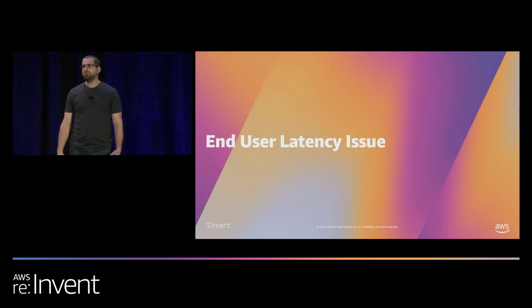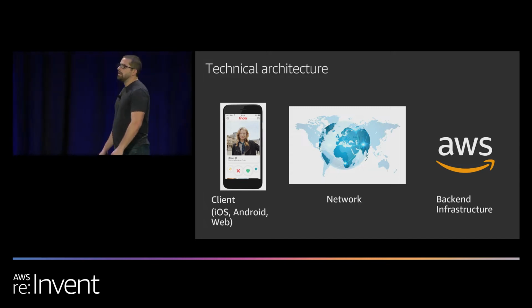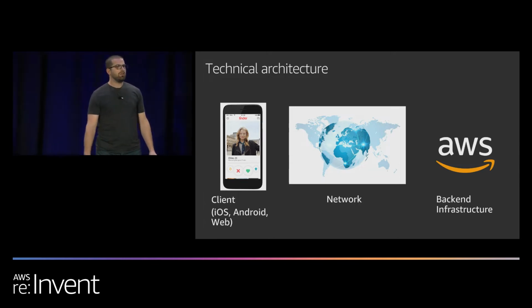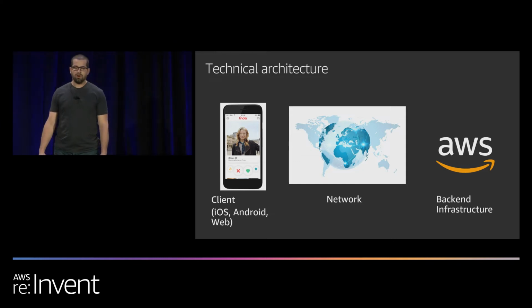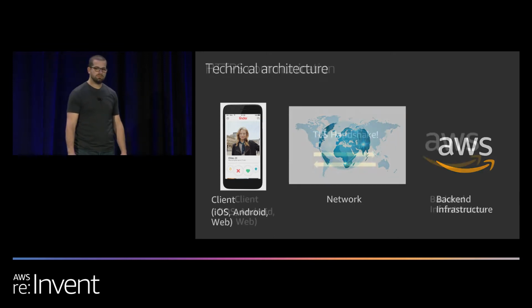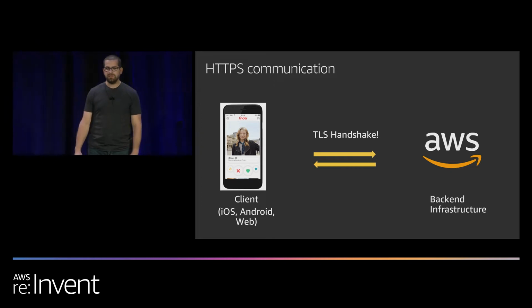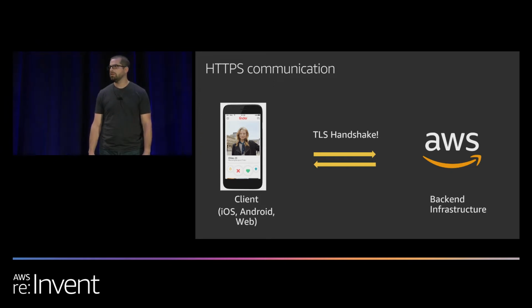To set a little bit more context around how that comes into play, let me give you a high-level overview of our technical architecture. We have a number of different clients, iOS, Android, Web, that are all connecting over the internet to AWS in US East 1, where our backend infrastructure is hosted. And as I mentioned, all of these API calls need to establish the TLS handshake because it's happening over HTTPS.